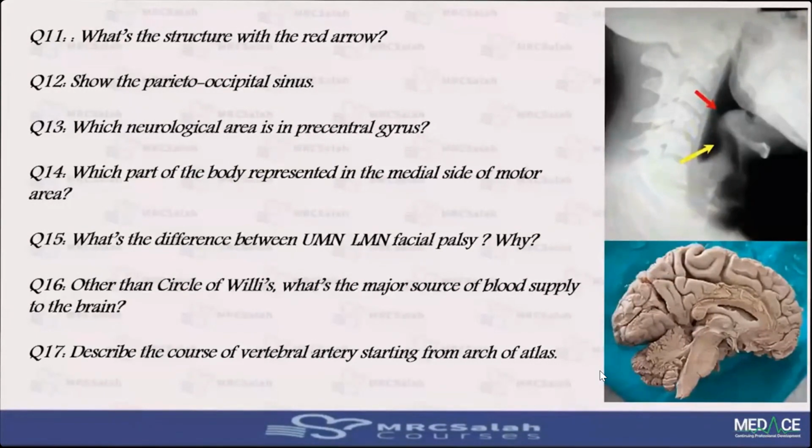Where does it pass exactly? In which area? Is it the transverse foramina, maybe? Yes, the foramen transversarium. It joins at the base of the pons to form the basilar artery. Yes, well done. Okay, that's it.